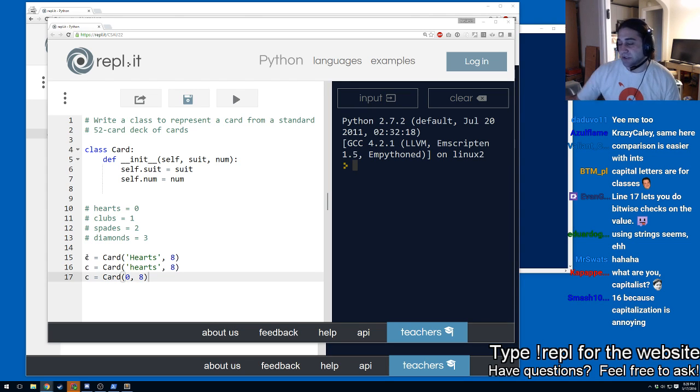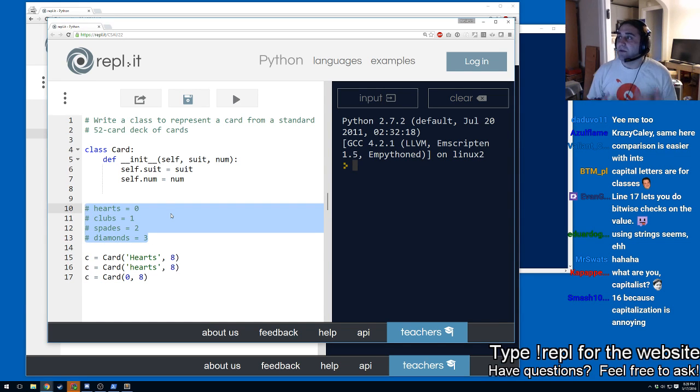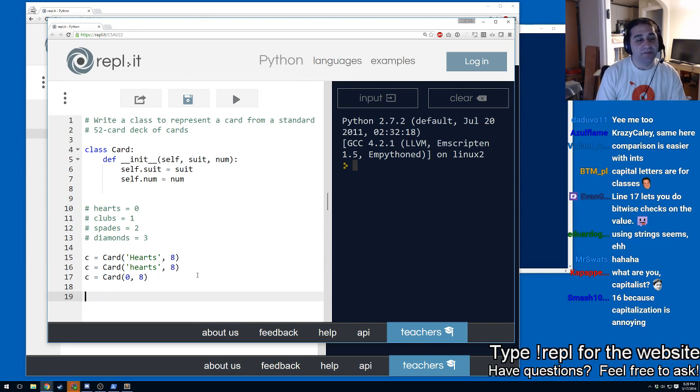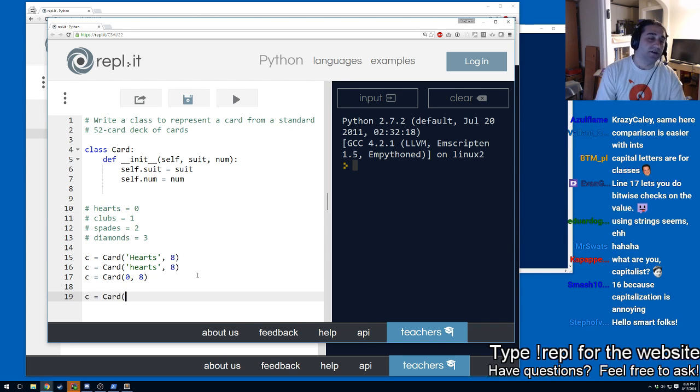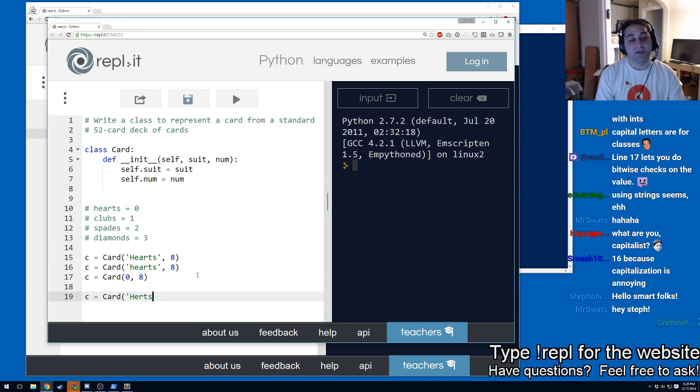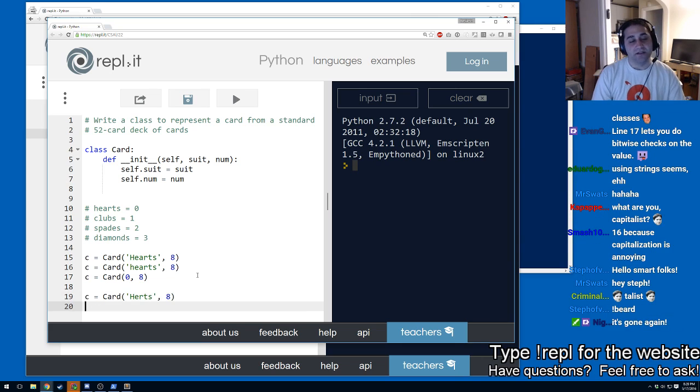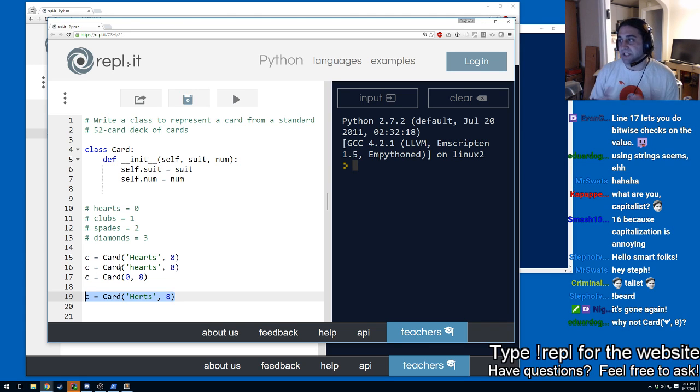Some people kind of alluded to this, talking about enums and constants. So the way you would want to handle something like this, right? Because you could easily have a bug. If you did something like C equals card and you did HERTS, forgetting the A, just a little typo, now this is a bug. This is going to break a lot of stuff, which is really dangerous.